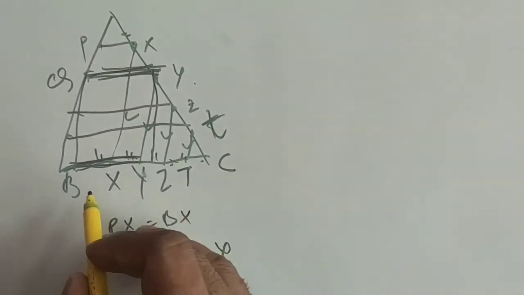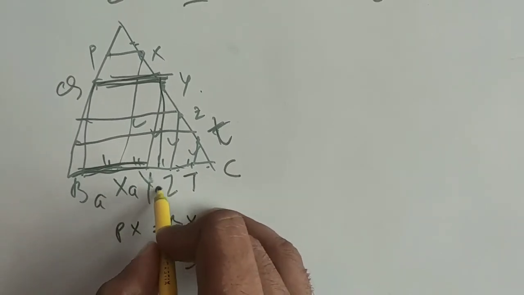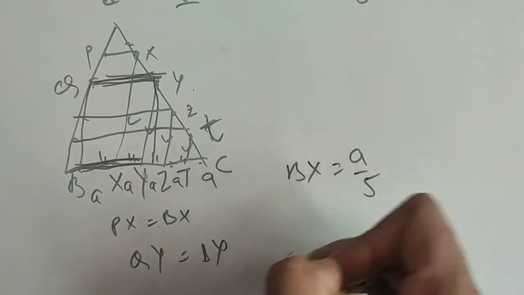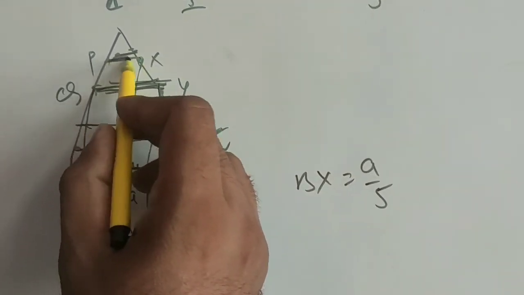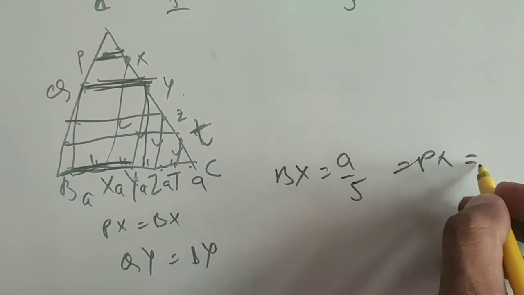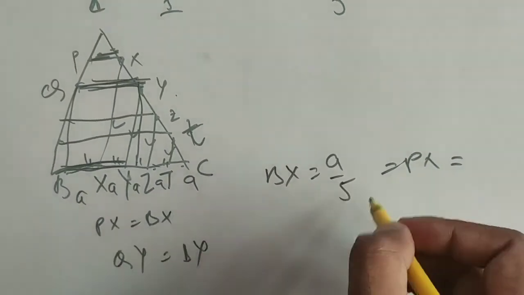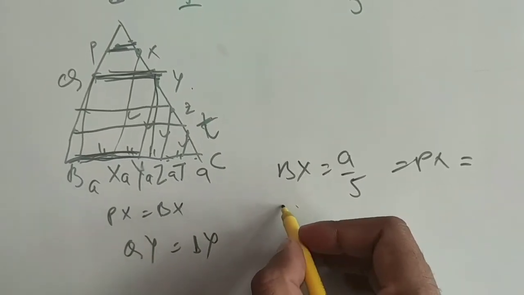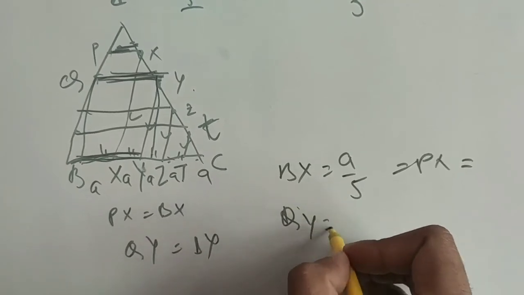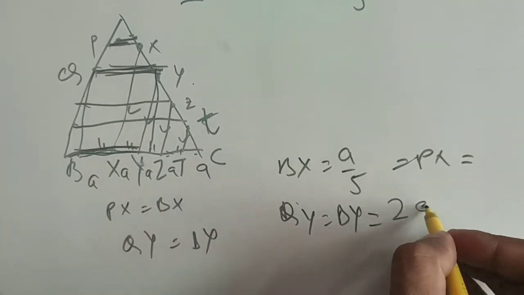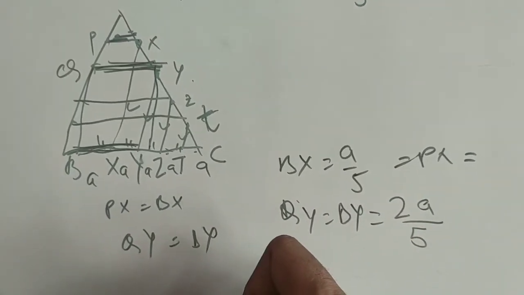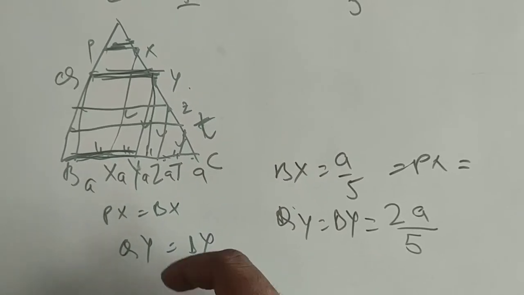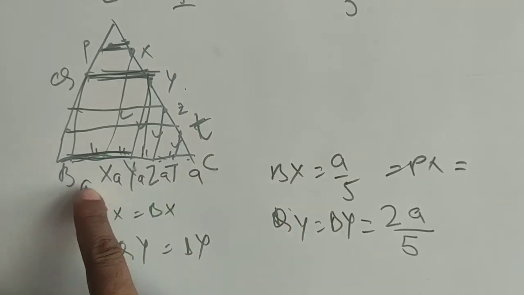And now we know that these three parts are equal. If this length is A, this length, this length, this length, these are A. So we can clearly say that BX will be A by 5, and BX is equal to PX, we have just proved. So therefore BX will be equal to PX and will be equal to A by 5. Similarly, we can prove that QY is equal to BY and that will be 2A by 5. 2/5 of BC. BC is A, we have considered all the parts as A.